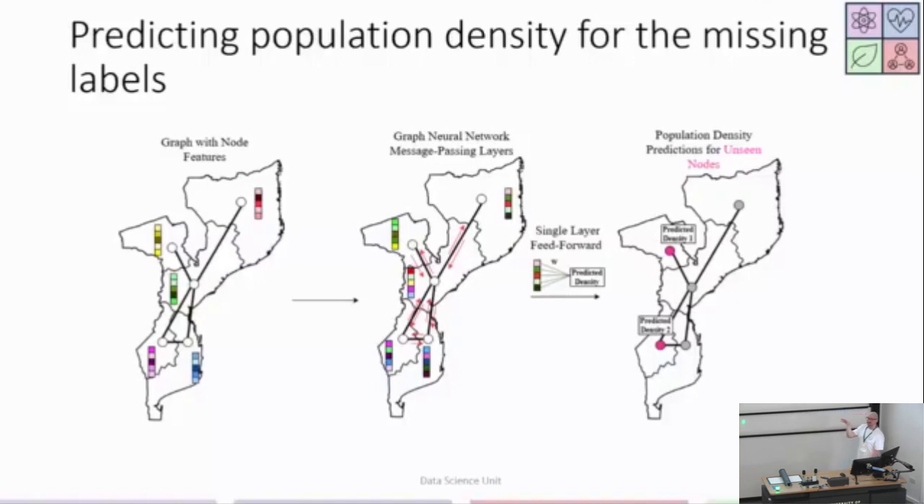You can still use the information in training. You can use your test nodes. You're not predicting on them. You're just using their node information. So you use the same message passing as before with the same weights, and then you just predict on your new nodes here. So you've predicted density 1, predicted density 2.